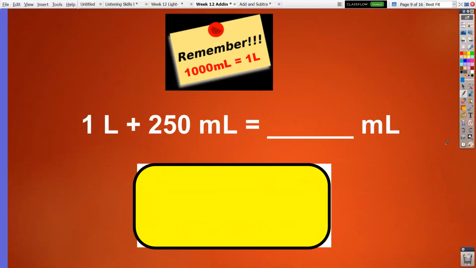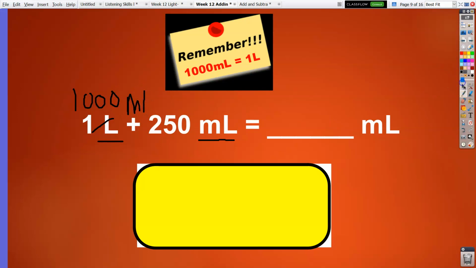Let's try these. 1 liter plus 250 ml. Take note that it has different units. Therefore, we have to convert the liter to milliliters first. So it will be easier for us to add them together. So 1 liter is equal to 1000 ml.